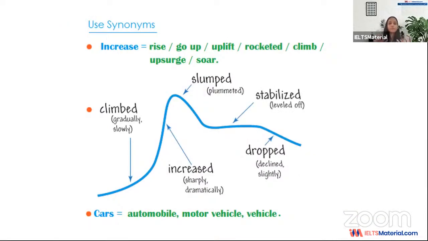Now let's see visually how it actually works. So you can see how it is rising gradually. Then here there's a decrease, right? Then here you can see how it is becoming stable or leveled off. And then the decline, slight decline, not very sharp. So synonyms are important.